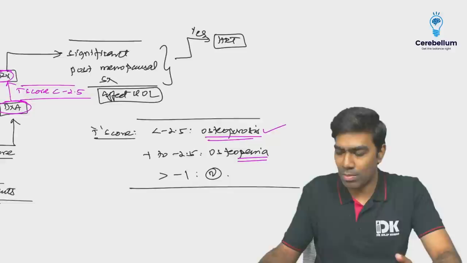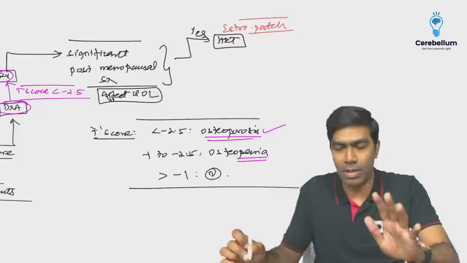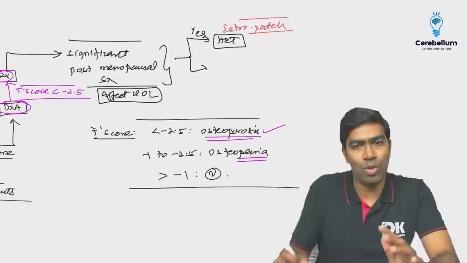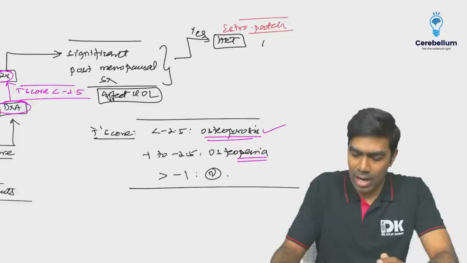Okay, what is the most common hormone replacement therapy used in India right now? Estrogen patch. That's what we use for most postmenopausal women. Hormone replacement therapy is the best therapy there, but you have to weigh the pros and cons. You can even try SERMs also. The alternative to HRT will be SERMs.